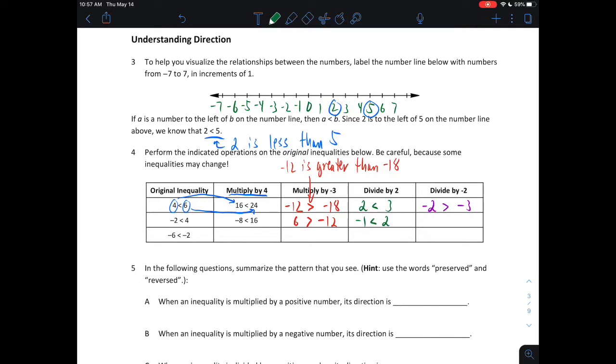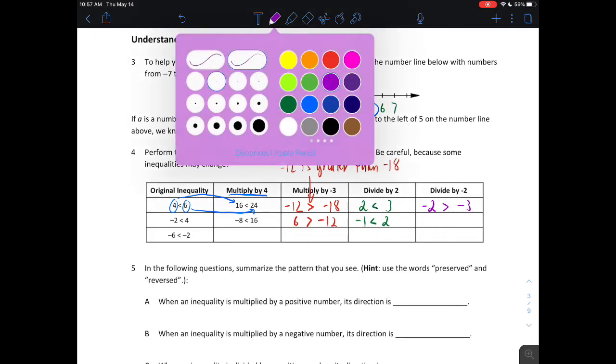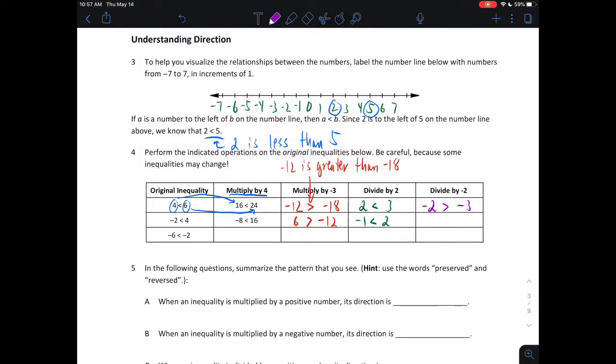And then finally divide by negative 2. Negative 2 divided by negative 2 is 1. 4 divided by negative 2 is negative 2. 1 is a positive number that's greater than a negative number. Are we starting to recognize some patterns? Let's do this one more time with the last row.